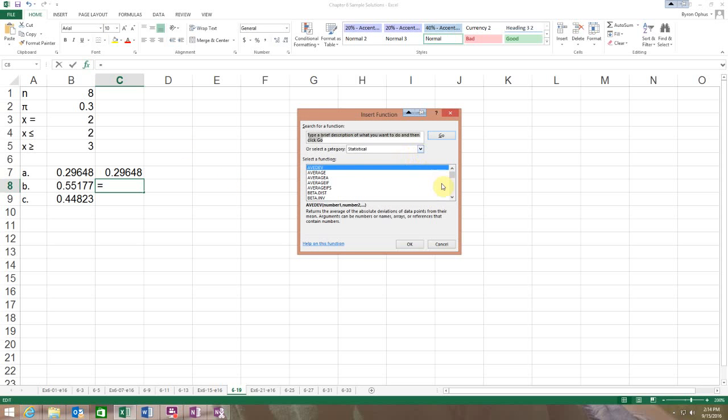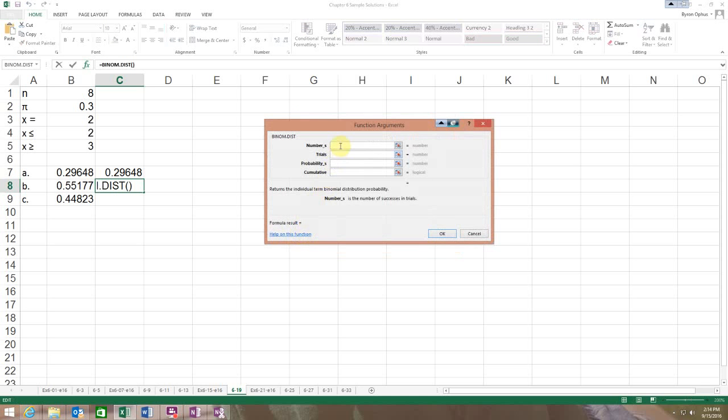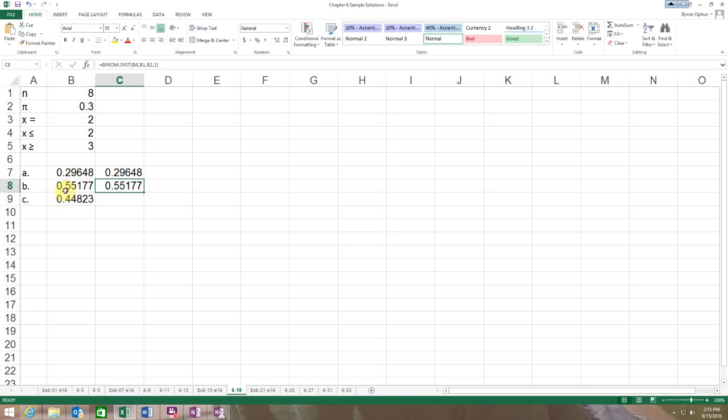So again, I'll come to the binomial distribution, and my number of successes is once again 2, my trials is once again 8, my probability is once again 0.3, and in this case it is cumulative, because I want to know the probability of 0 plus the probability of 1 plus the probability of 2. I want all 3 of those, so I can enter a 1, and that brings up my answer.